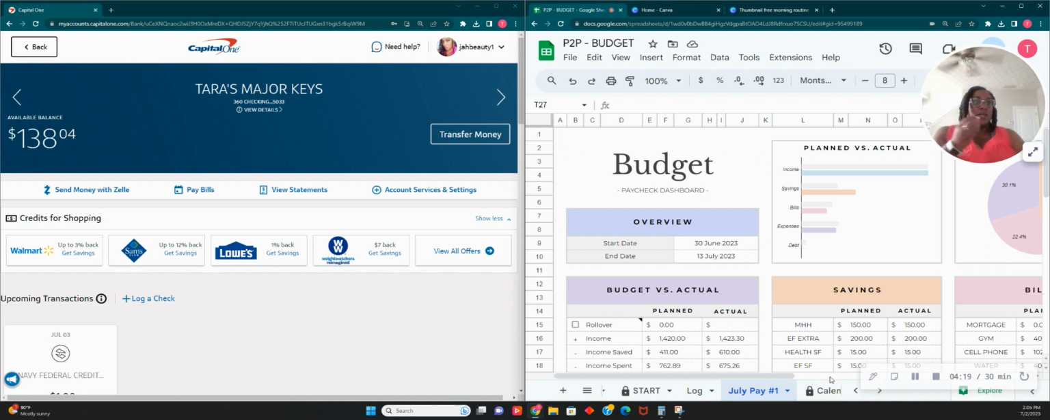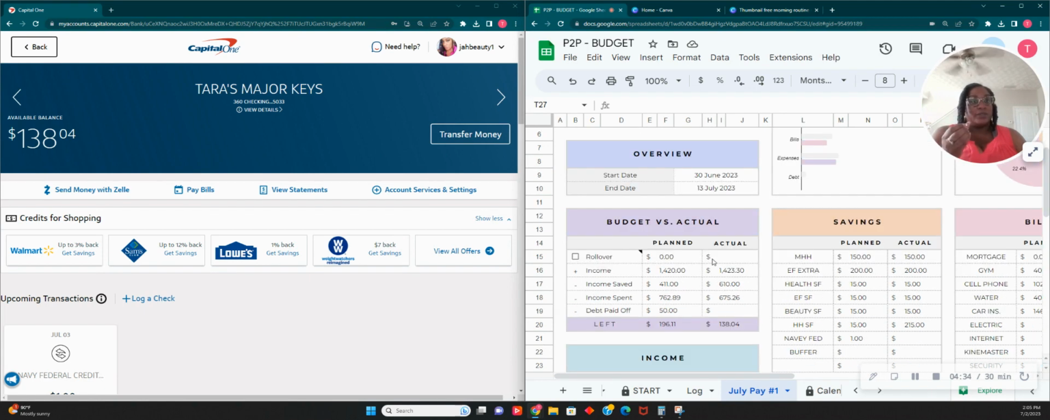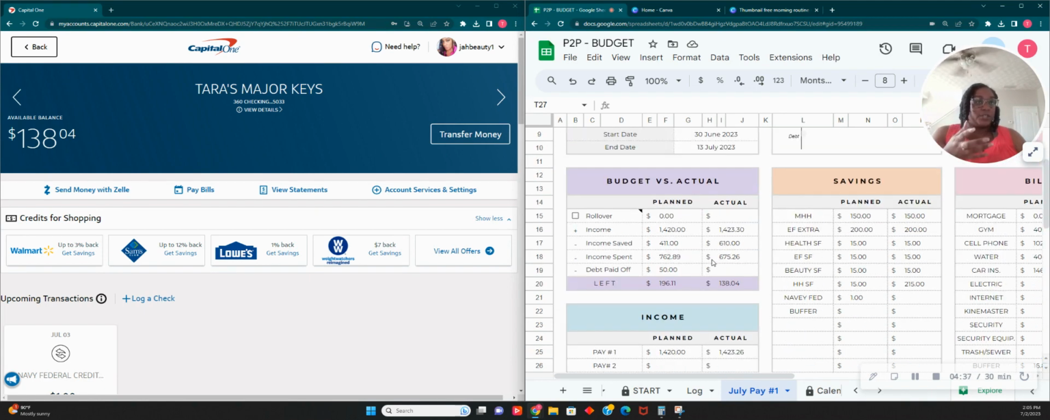Okay, so this is July paycheck number 1, you guys. And I've already filled this out because I did this already, but I'll walk you through it. It says my budget, and then it says the overview from June 30th to July 13th because I get paid every 2 weeks, and this is my 2-week span for this first paycheck. The next paycheck will come on July 14th.